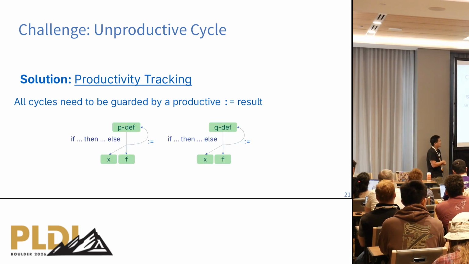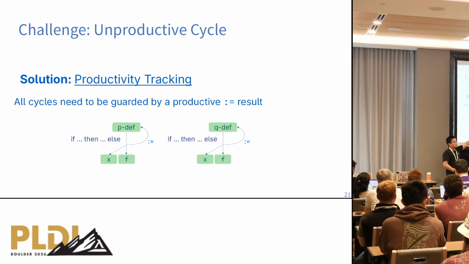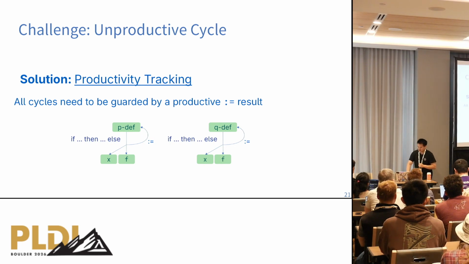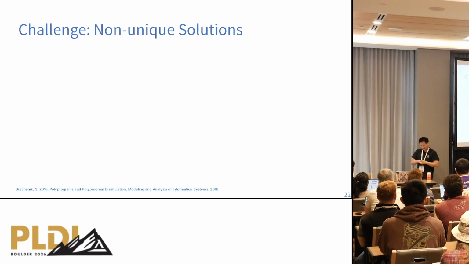If we recall our previous example, here the cycle goes from pdef back into itself and qdef back into itself. But notice, in order to go back to itself, it needs to unfold the definition one time. And that, we hope, will make it sound. And I hope I cannot find any more counterexamples.